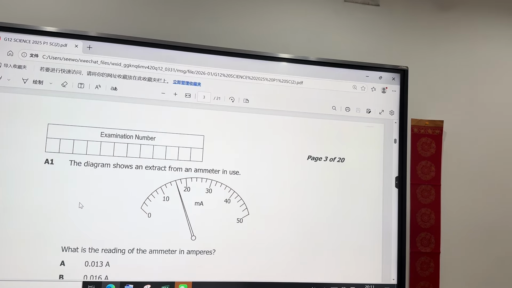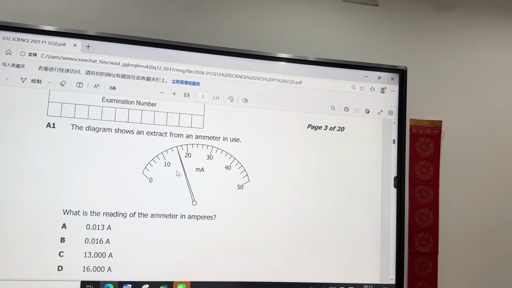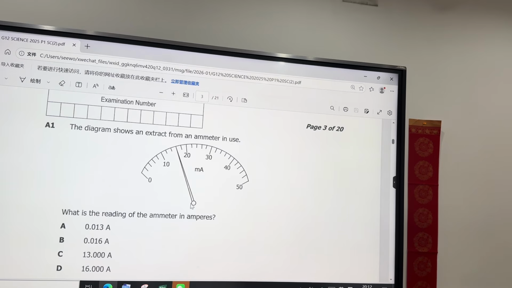So this is the first question. Question 1 reads, the diagram shows an extract from an ammeter in use. This is the diagram of an ammeter. An ammeter is an instrument that measures current. The question says, what is the reading of the ammeter in amperes? In other words, what does the pointer indicate here? What is the value here?